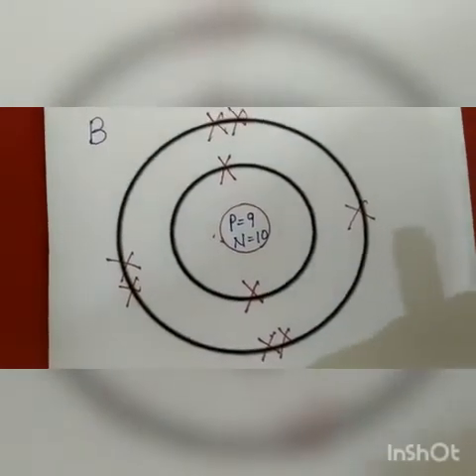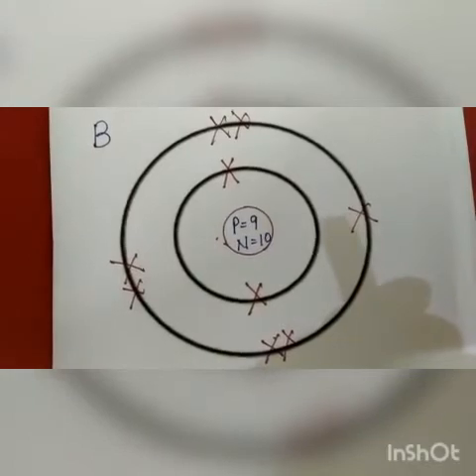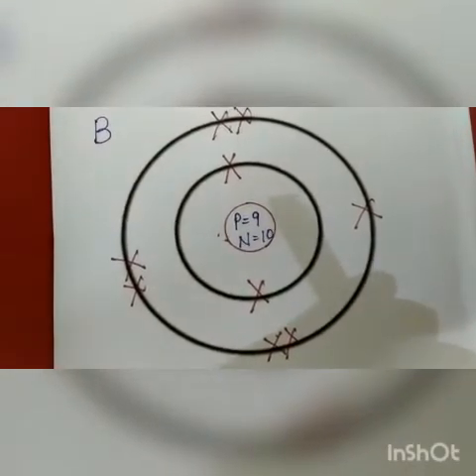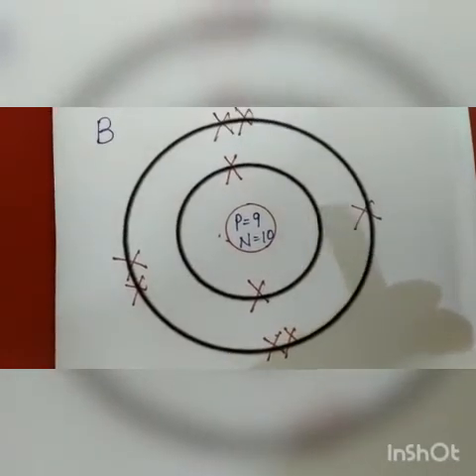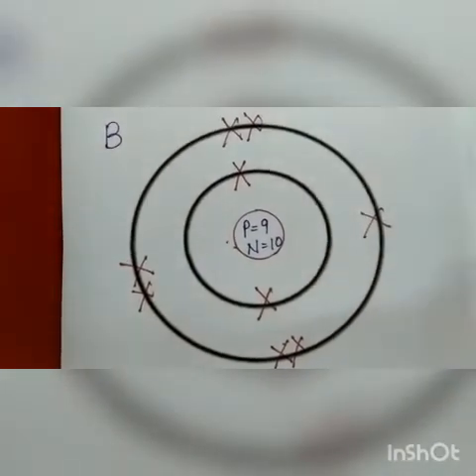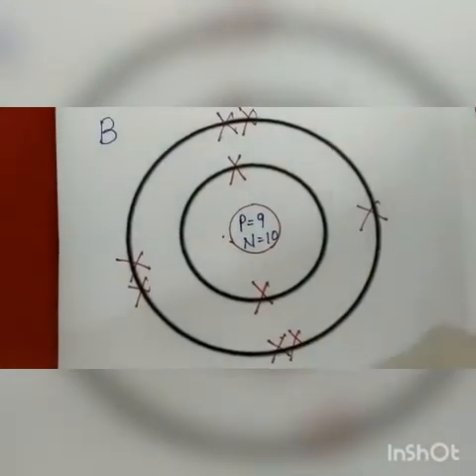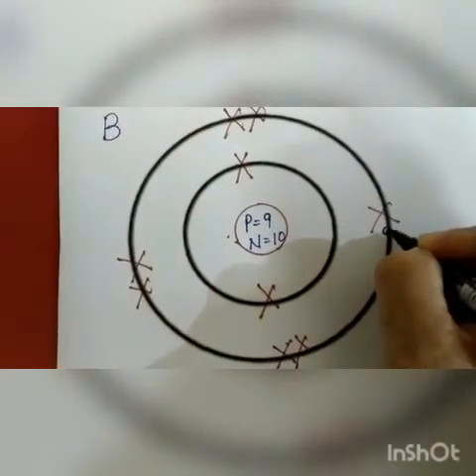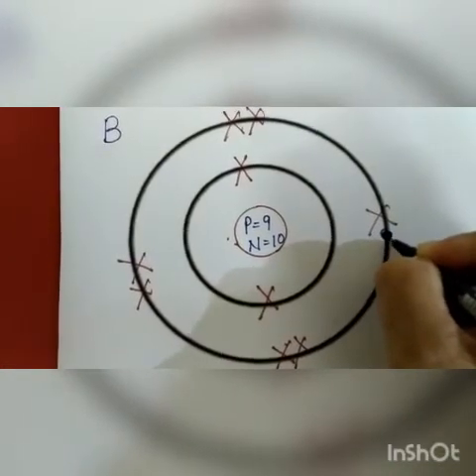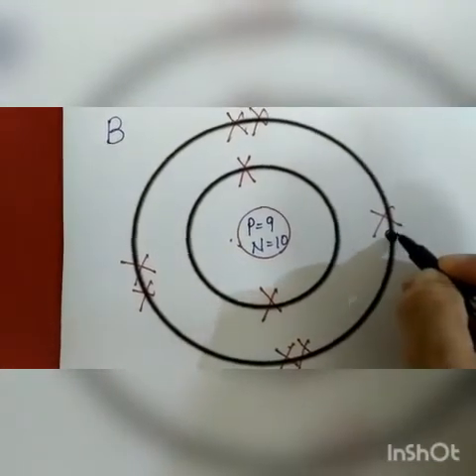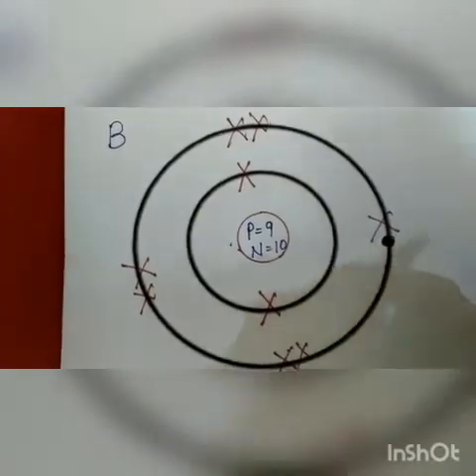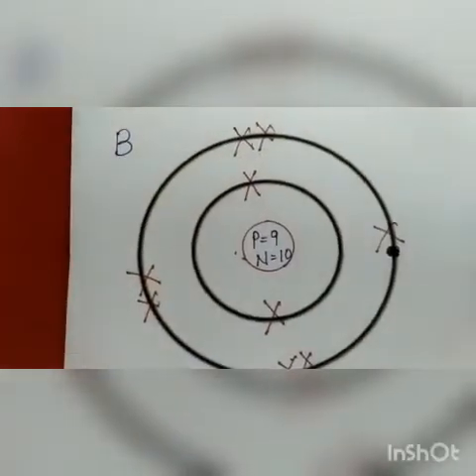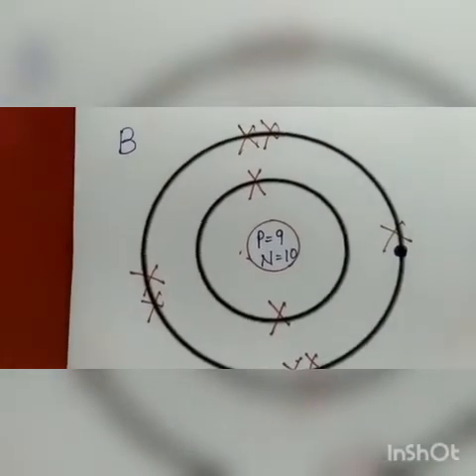The second option is better than the first option, because to lose 7 electrons a lot of energy is required. So 1 electron is gained from some other atom. I am showing it with a dot. So here 1 electron is gained by this atom. Now the outermost shell is complete and the atom is stable.